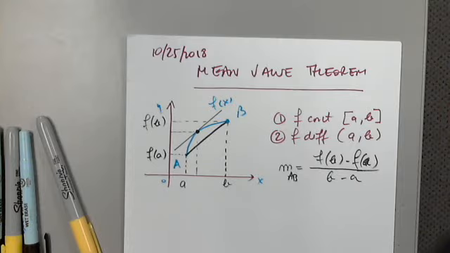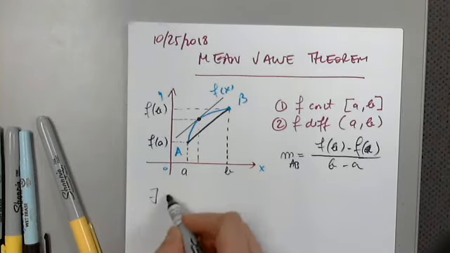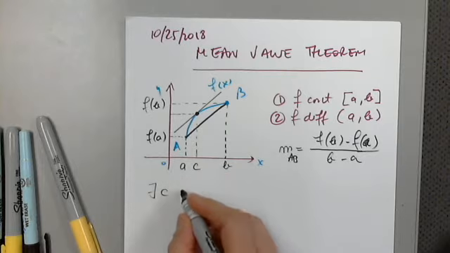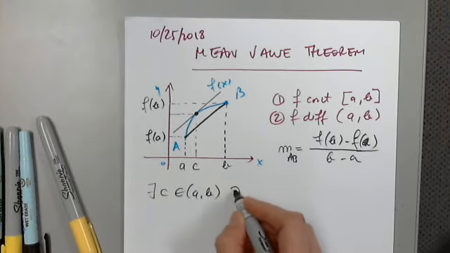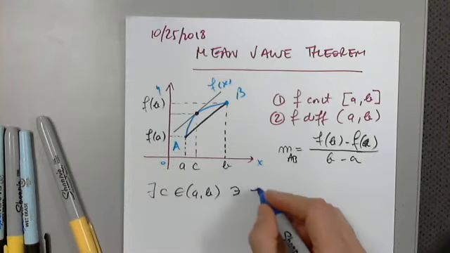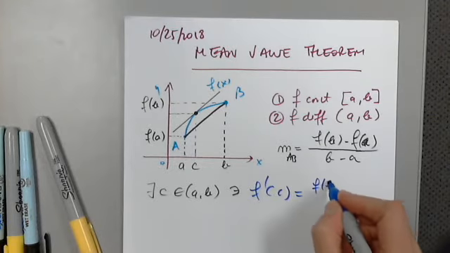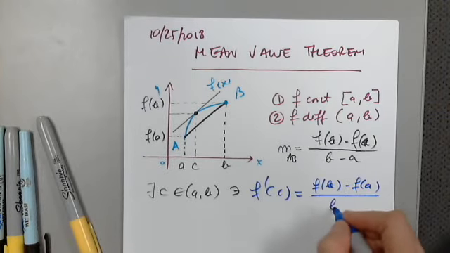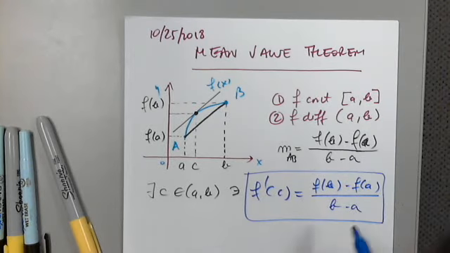Okay, so if the function is continuous on the closed interval [a, b] and differentiable on the open interval (a, b), then there exists a c in the interval (a, b) such that, now I'll wait for you to tell me what to write. What do you think? f prime of c is equal to... Exactly. Thank you very much. This c is guaranteed by the mean value theorem.